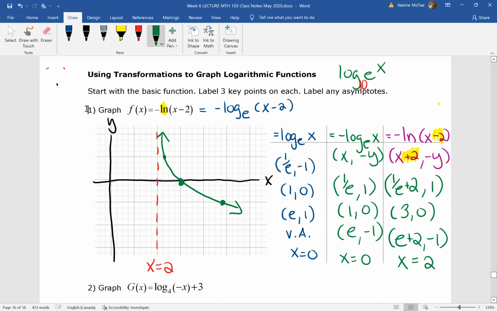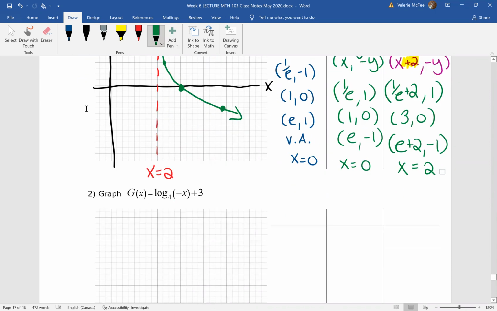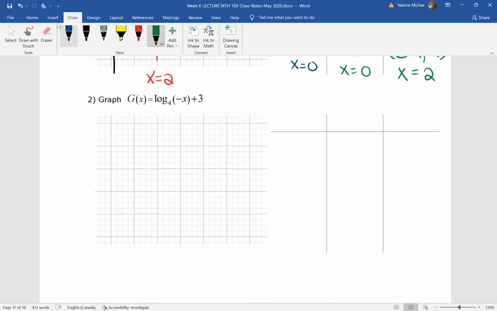Let's try another one where we don't have base e. Let's just look at log base 4. Do you think you can do this one? I think so. We're going to start with log base 4 of x. These are our basic x, y coordinates. Why don't you see if you can find all of the points and graph this function?